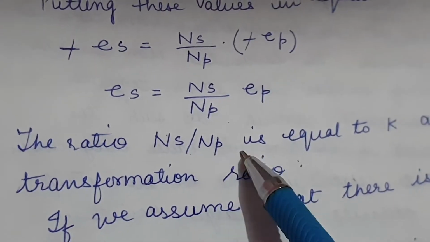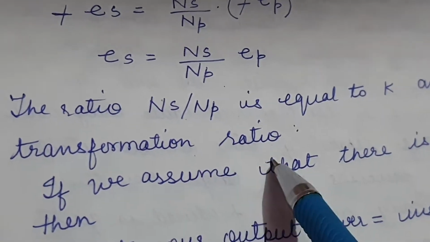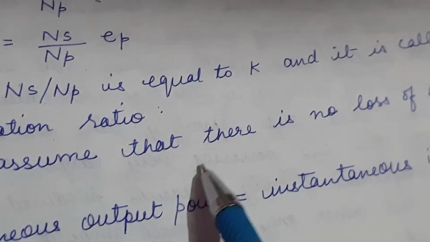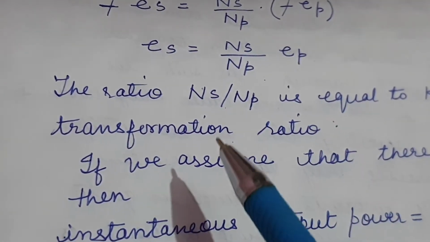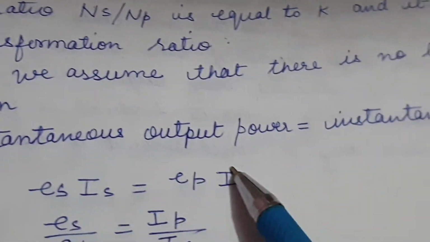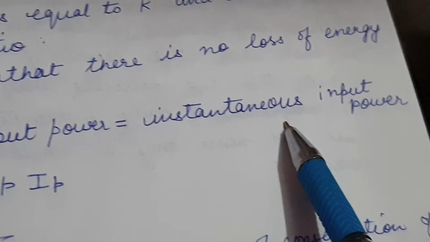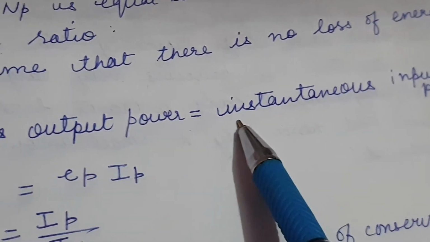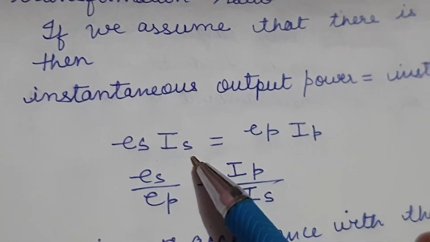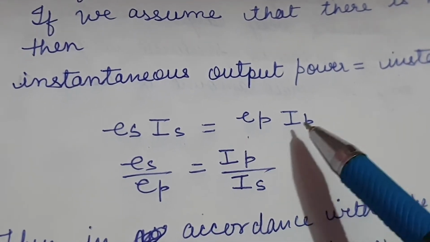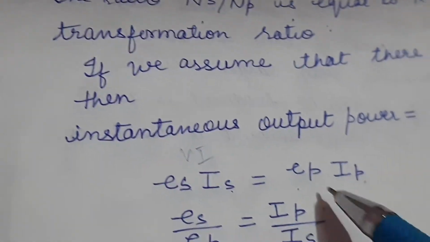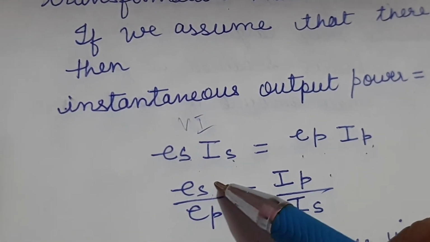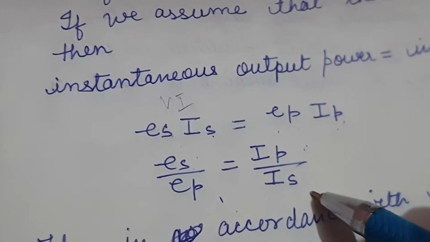Now this ratio ns upon np is equal to K, and it is called the transformation ratio. Now if we assume that there is no loss of energy, then the instantaneous output power will be equal to the instantaneous input power. So ES into IS is equal to EP into IP, because we know that power is equal to VI. So from here we can say that ES upon EP is equal to IP upon IS.